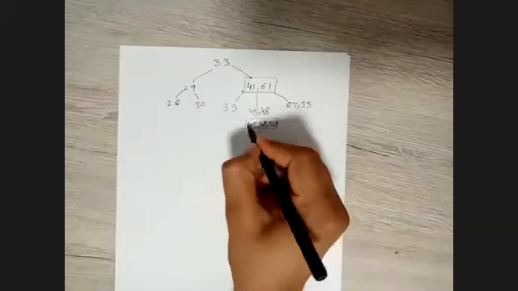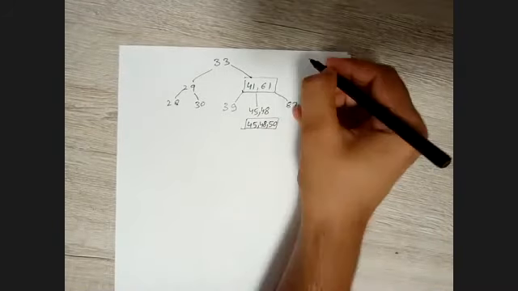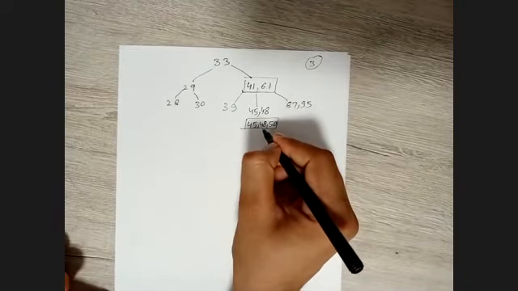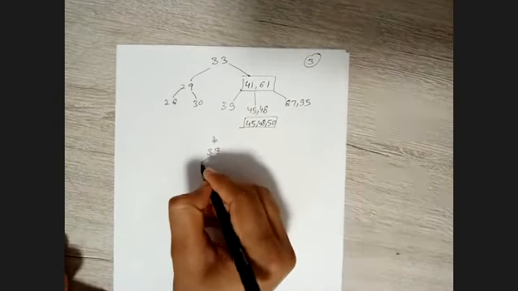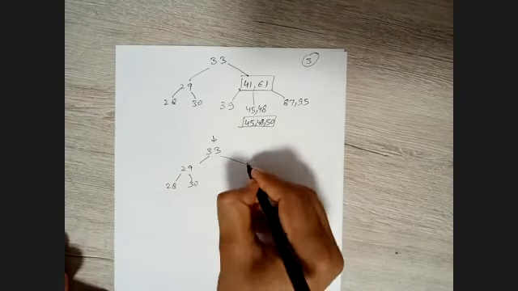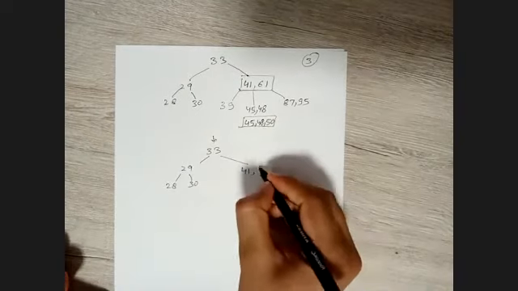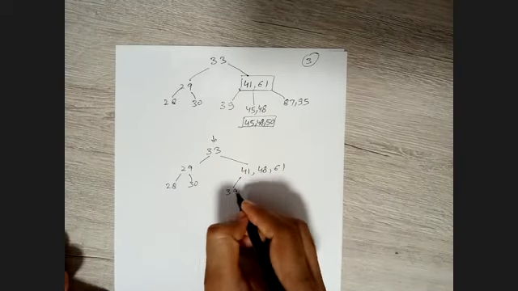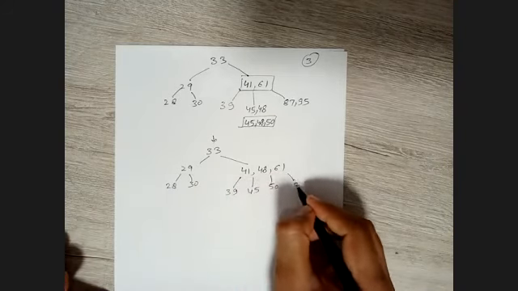Coming back to the same example, we have 45, 48, and 50. Again, it is an overflow condition, because the order is 3. So we split and take the middle value, that is 48. The structure will look like 33; on the left we have 29, 28, and 30; and on this side we have 41, 48 from the leaf node, and then we have 61. We arrange 39, 45, 50, and 87, 95.